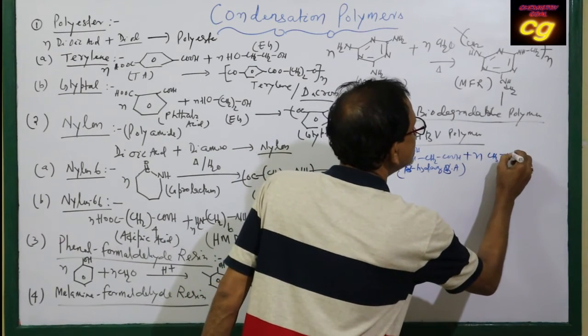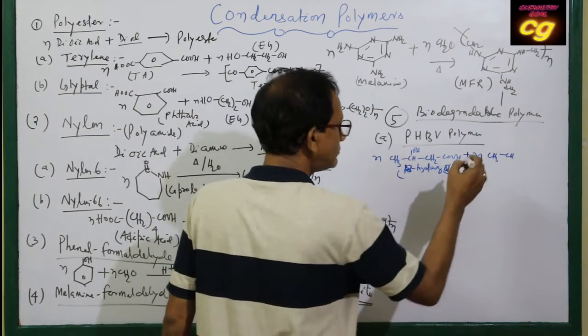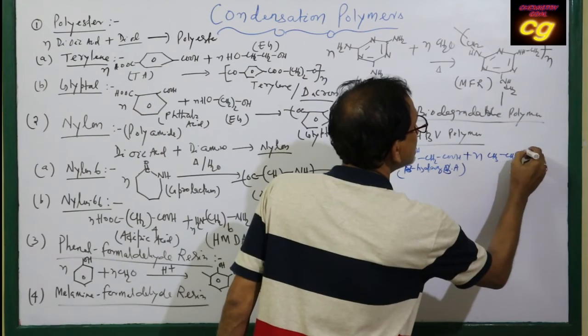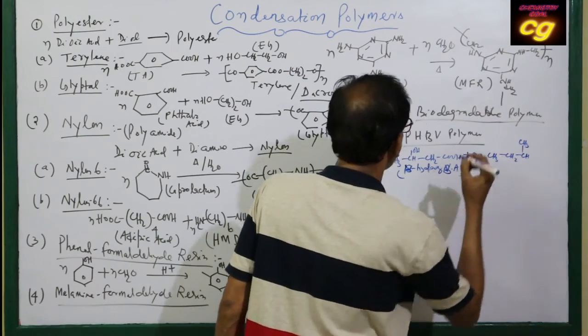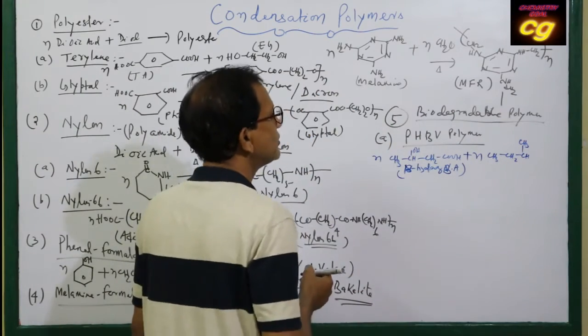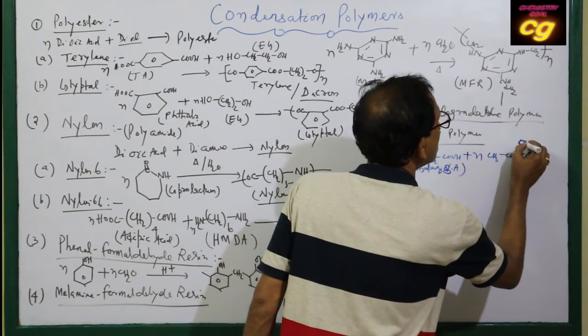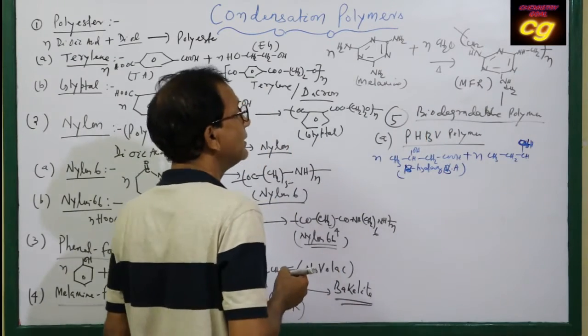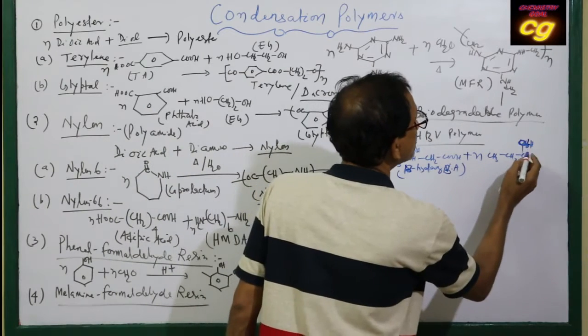CH3, CH2, then CH3. If you see, this is OH. You take this is OH. This is your OH group. Then 1, 2, 3.